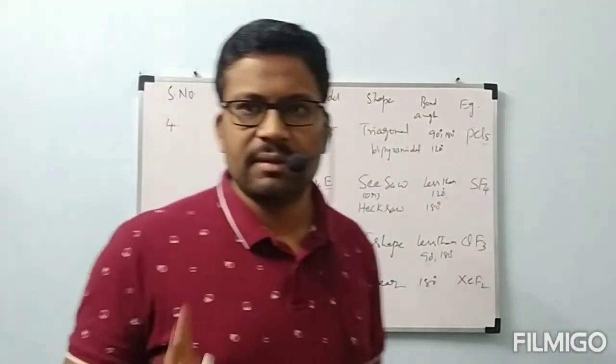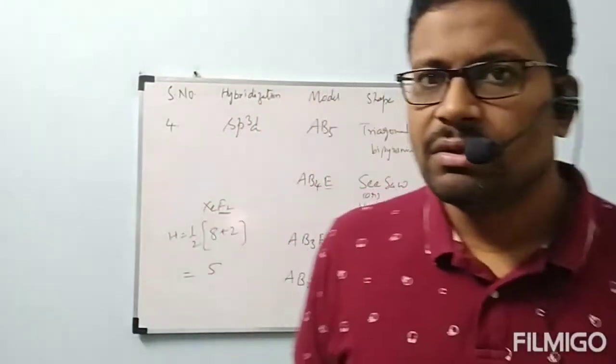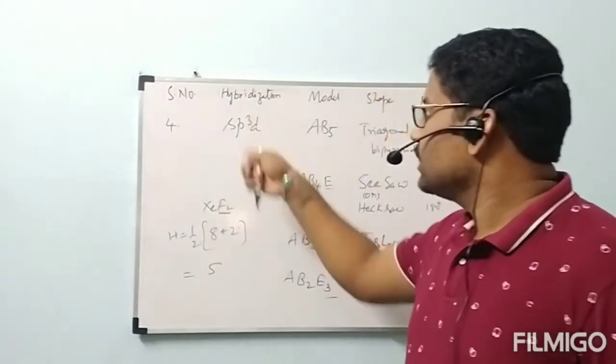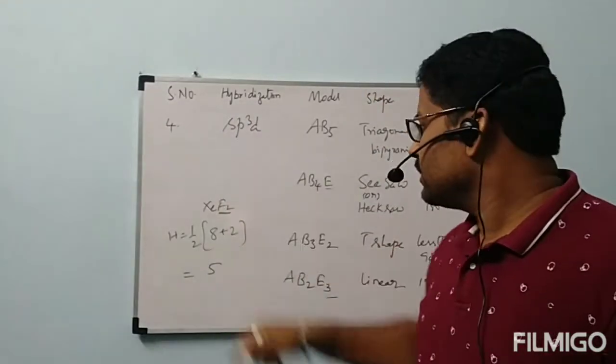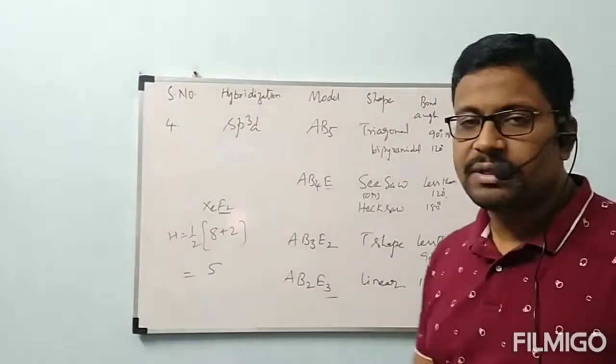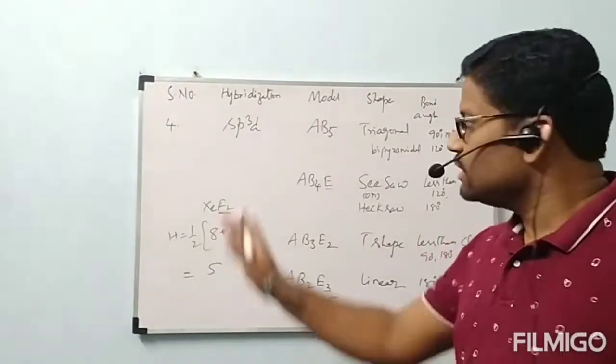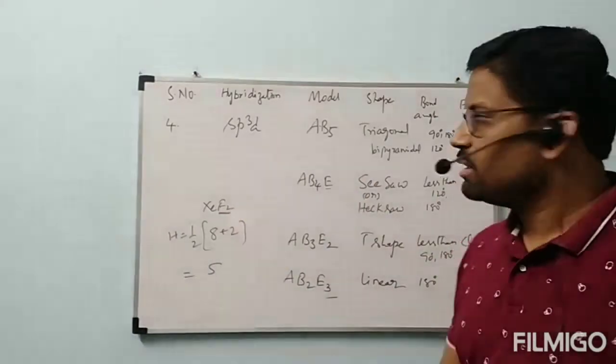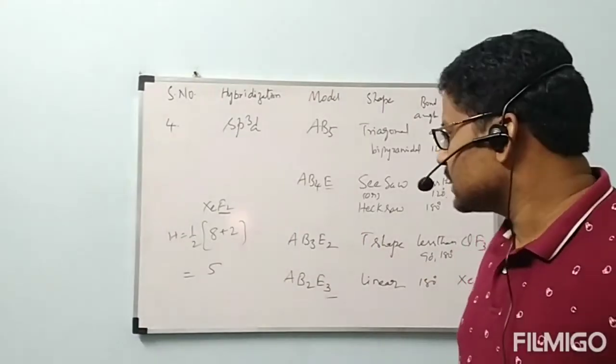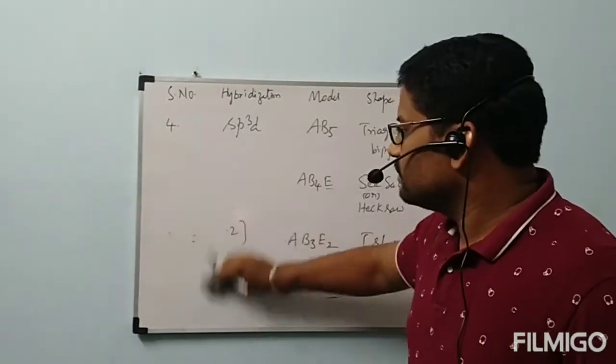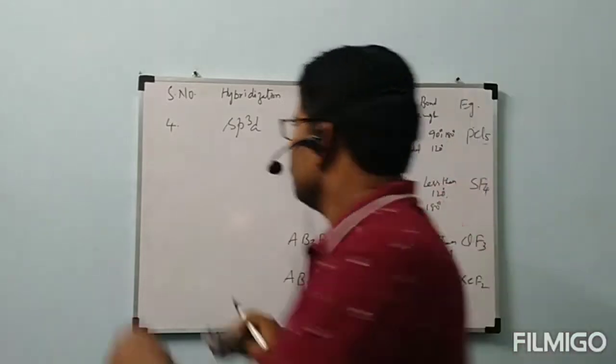So with linear shape, 2 hybridizations are possible. Those are sp hybridization and sp3d. Under sp3d, the models will be AB3, AB2E3. Okay? In this way, we have to go through the structures. This is fourth, sp3d is completed. 4 models are there under sp3d. Next, the fifth one we will see.